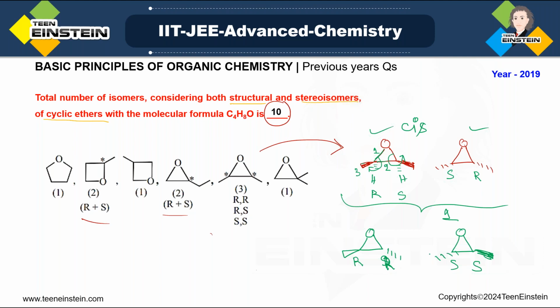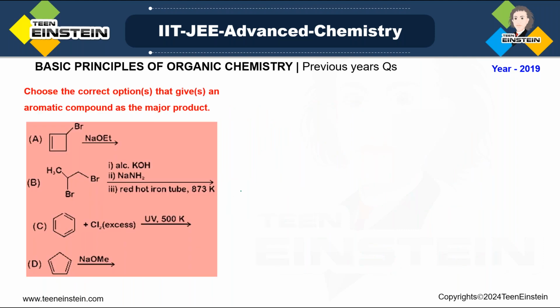Okay, so that is the reason why we are getting ultimately a total of 3 to consider. RR, SS, number 1, number 2, and RS, because RS and SR are both after all the same. If you simply invert the molecule, you will get the same structure. So the answer is 10. Next question.